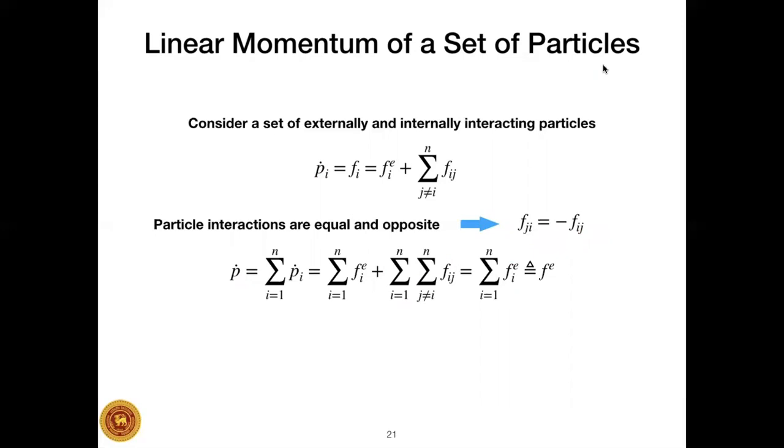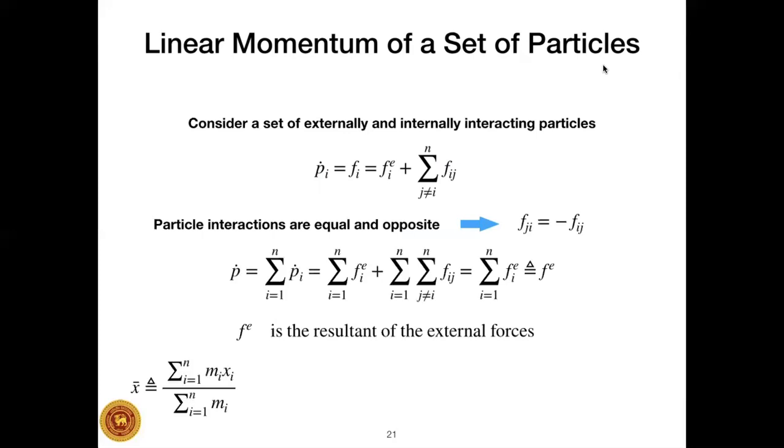This is another consequence of the conservation of linear momentum. We will call F_e, the summation of all the external forces acting on the particles, the resultant of the external force. Again, if you write this in terms of the center of mass of the particles, we get a very nice relationship: m x double dot is equal to the total resultant external force acting on the particles.